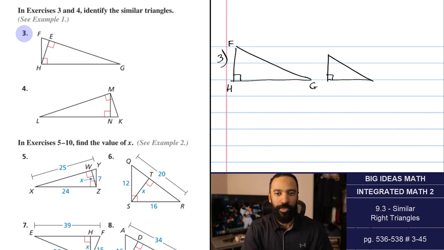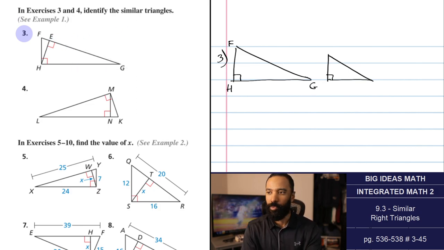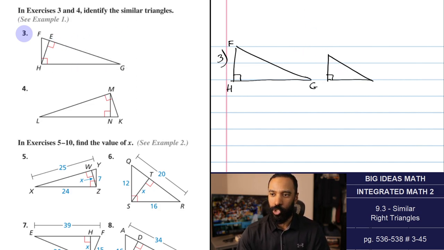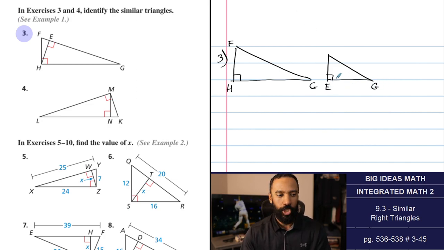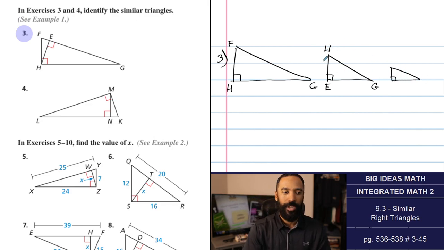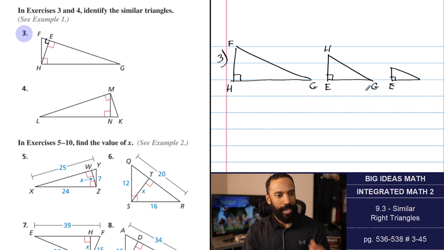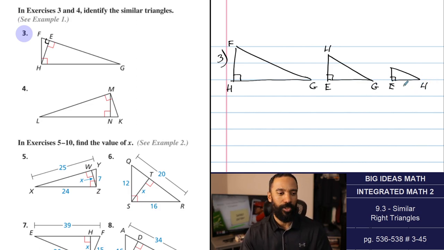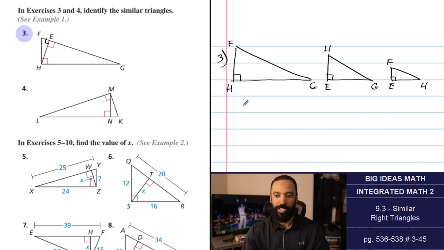the right angle here is, so this is in this medium triangle right there. The right angle is E. Now there's a long leg and there's a short leg here as well. The long leg goes from E to G, and the short leg goes from E to H. It's great to identify these. And then the small triangle, we have a right angle, although they don't draw the right angle symbol. It's also E right there. And the long leg of the small triangle is from E to H, and the short leg is from E to F.